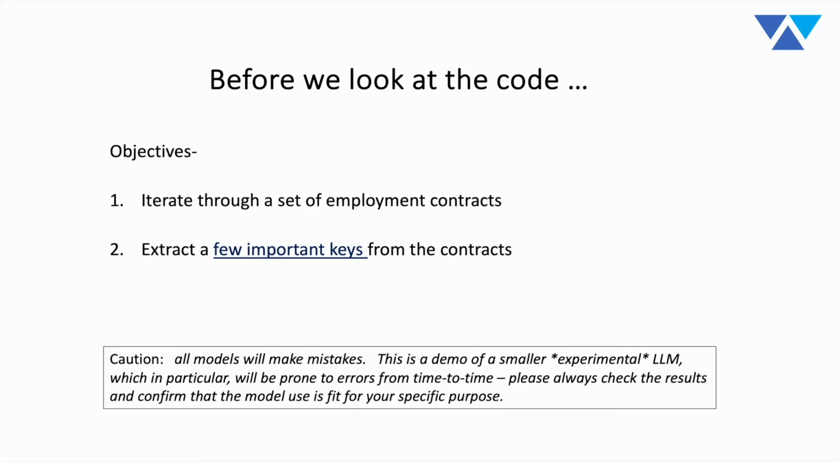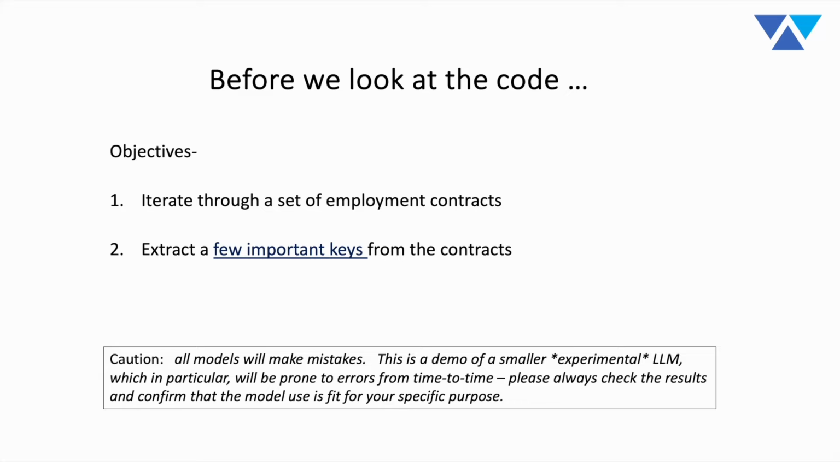Before we look at the code, what we're going to be showing is a very straightforward scenario, and one that comes up quite commonly. We're going to loop through a set of employment contracts. We're going to parse and extract information from those contracts. We're going to filter them. And then we're ultimately going to pass a context and a question to an LLM to start extracting some key value pairs across a set of contracts.